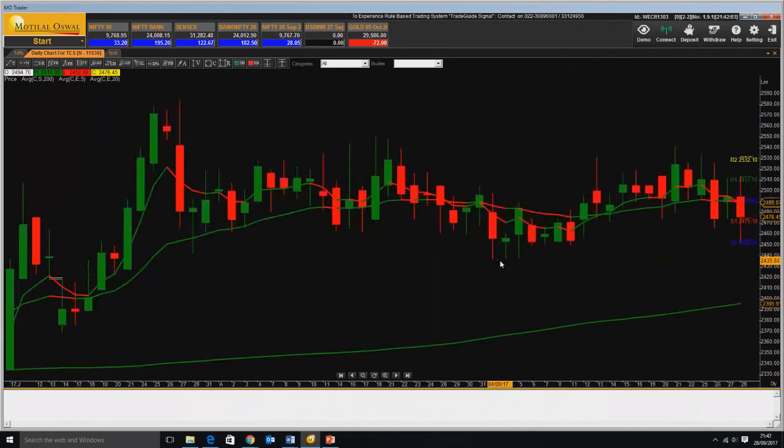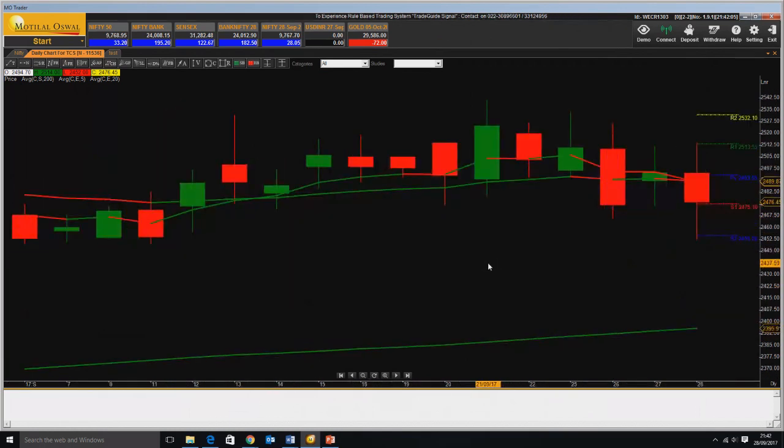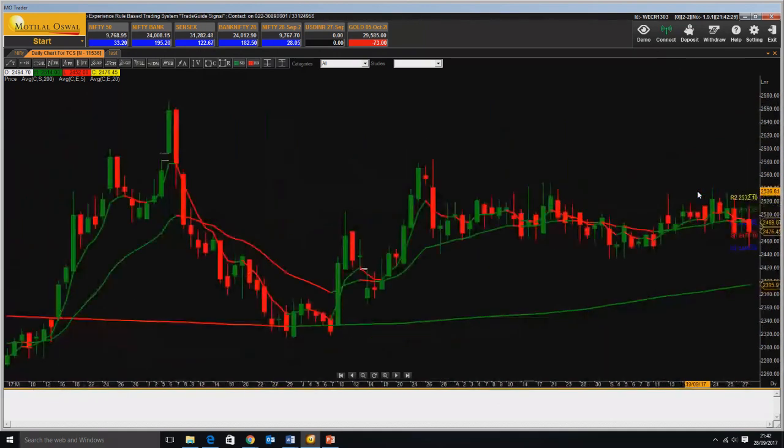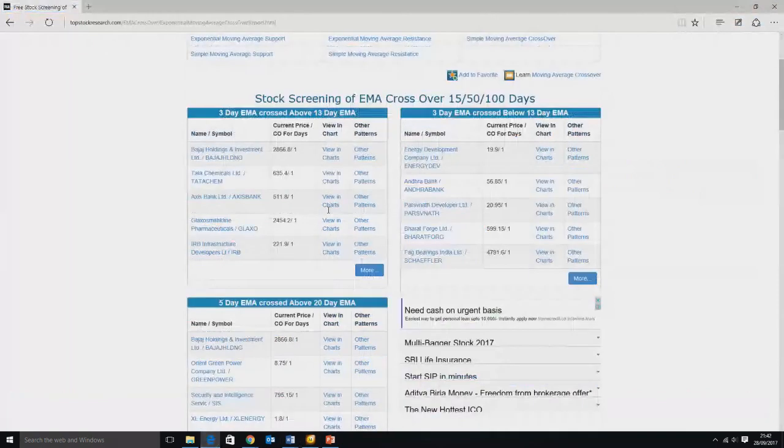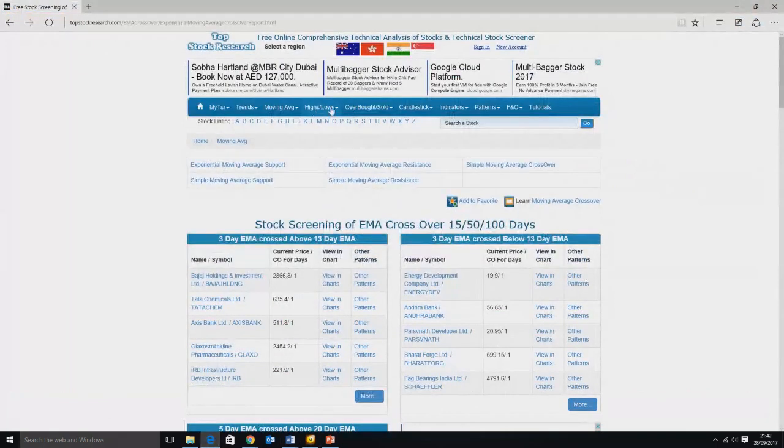So it says 5-day EMA closes below 20-day EMA. Here they converged, but they haven't closed. So I still need the confirmation from tomorrow's candle whether it has a close or not, right? So that's how you need to check, right? And so this is in terms of the moving averages.